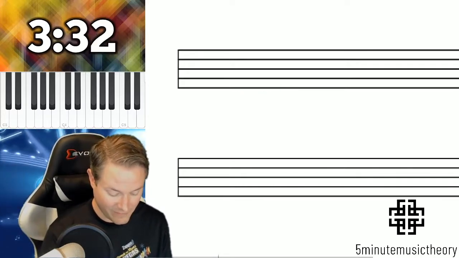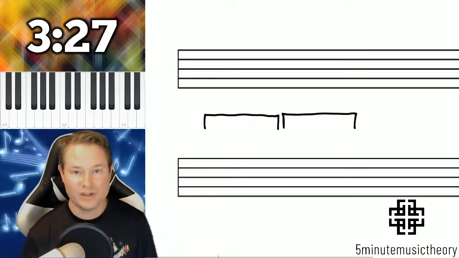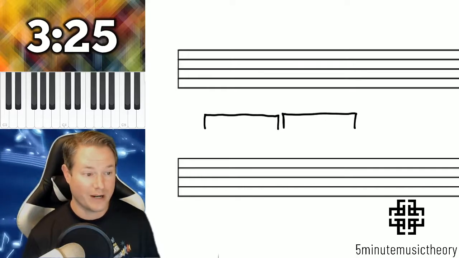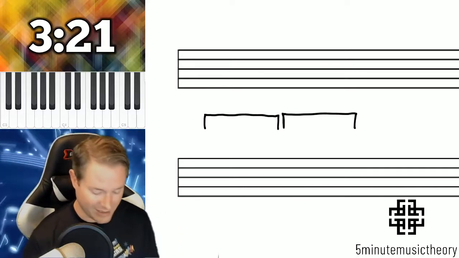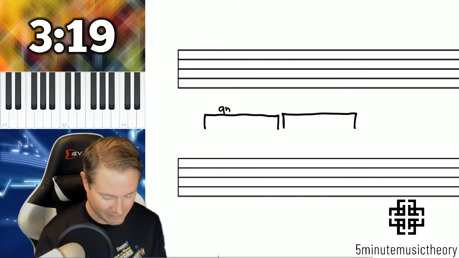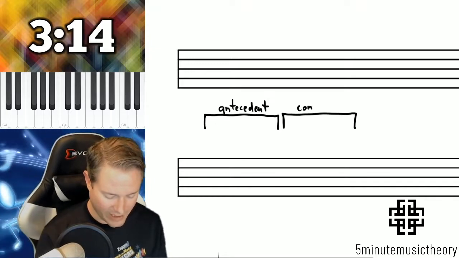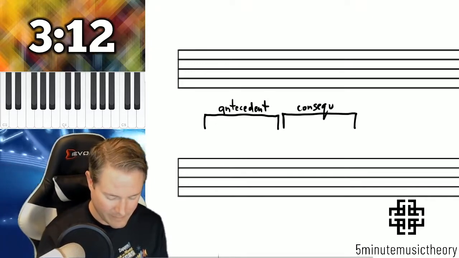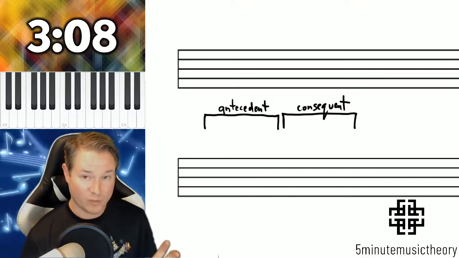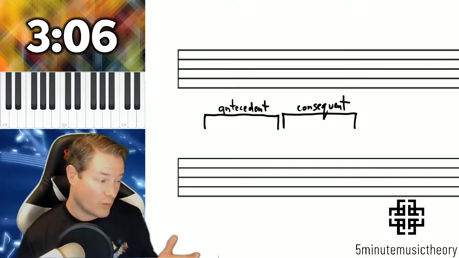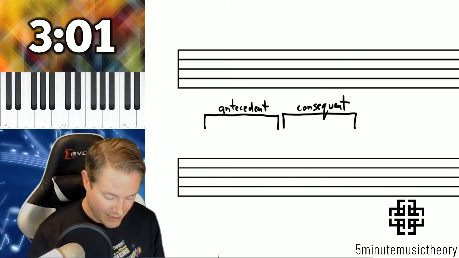It's two phrases specifically, and the way I'm going to write these is by writing brackets down. When we use these brackets, these are used to indicate phrases, and you see there's two of them. Periods always have two phrases. There's the antecedent phrase, and there's the consequent phrase. And then underneath these brackets, we would usually write measure numbers, although we don't have measures to talk about here, so I'm just going to use this as an abstract idea.